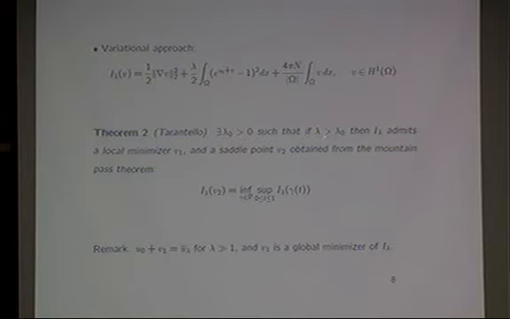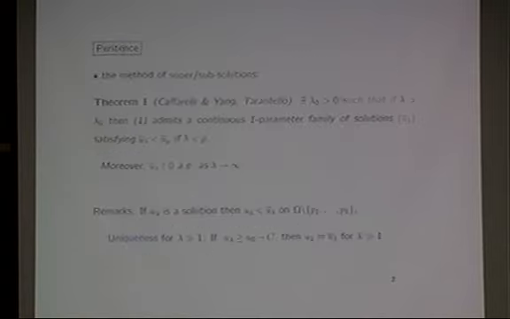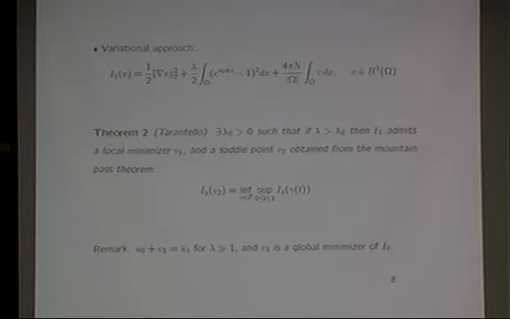If lambda is sufficiently large, here lambda 0 equals this value. Then this functional admits at least two critical points. One critical point is a local minimizer, V1, and the other is a saddle point. The saddle point is obtained from the mountain pass theorem. So we have at least two solutions.